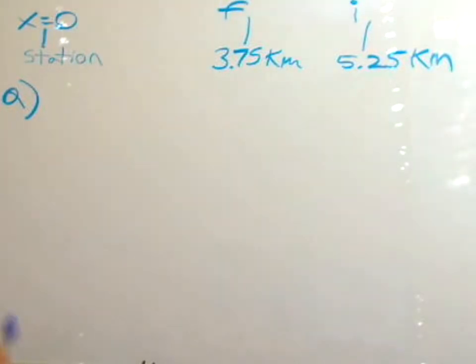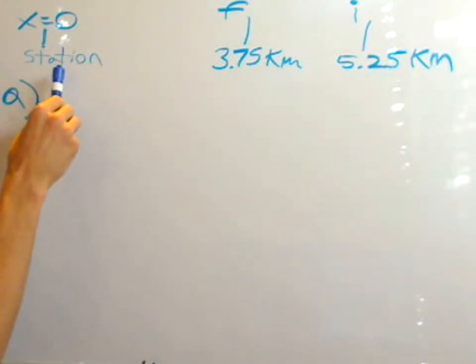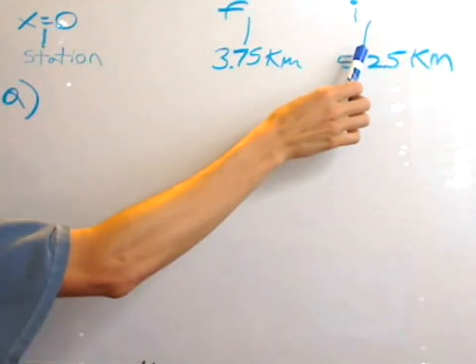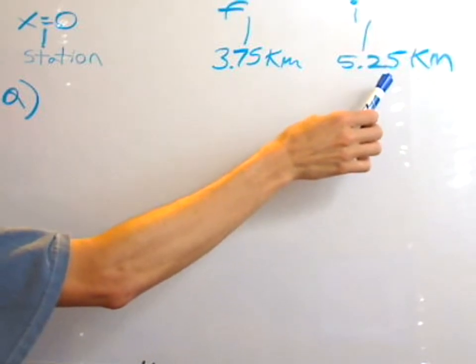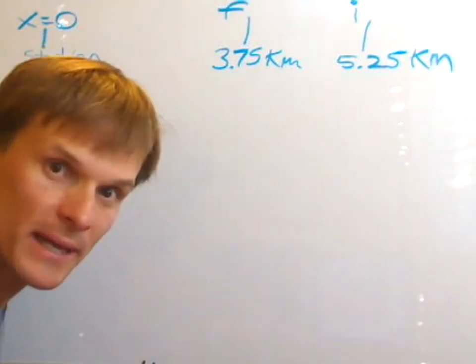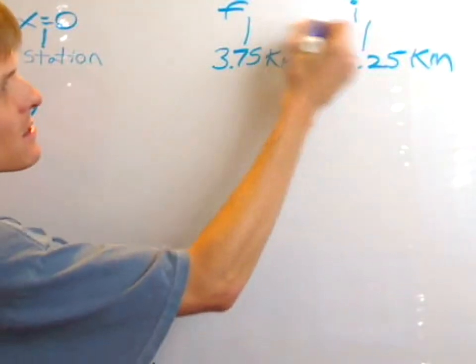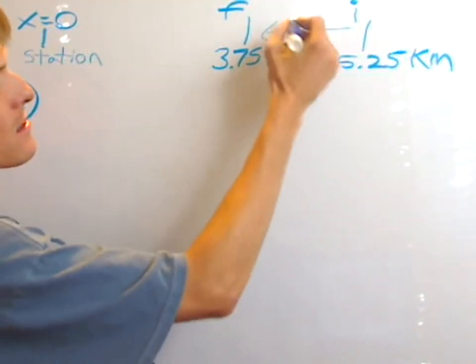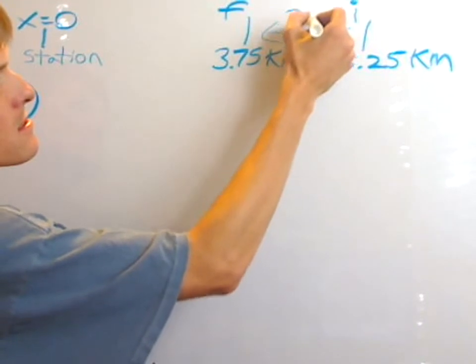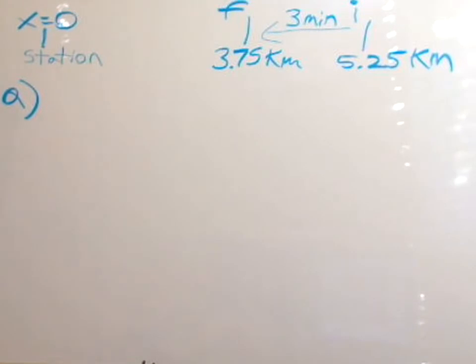So I think a lot of times, or almost all cases, it's really nice to draw a little bit of a visual representation of what's going on. That's kind of what I've done here. I've drawn the station here at x equals 0. I've got the initial position of the train at 5.25 kilometers and a final position at 3.75 kilometers. And so it took 3 minutes to cover that much distance right there. So we've represented that on the diagram as well.